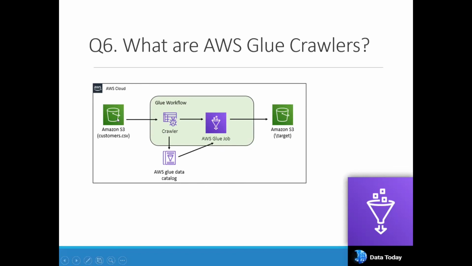And here we have explained it: the crawler is taking the data from S3, where we have stored a customers.csv file. It will create tables for the metadata in the Glue data catalog and load the data. By using that data, the Glue job will pull the data from the source, transform it, and load it into an S3 location. So that's the example of the Glue crawler.